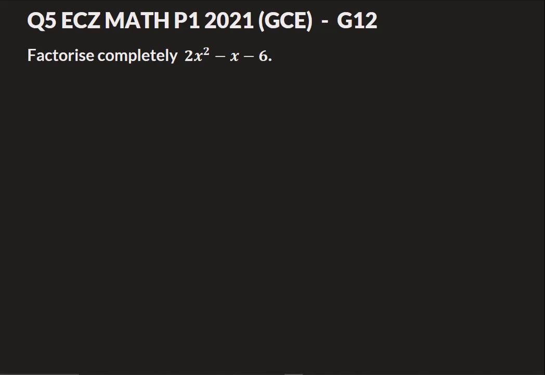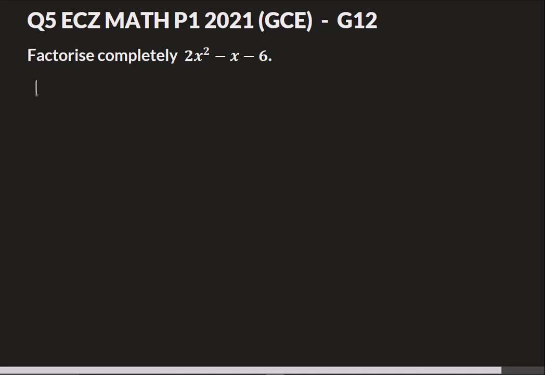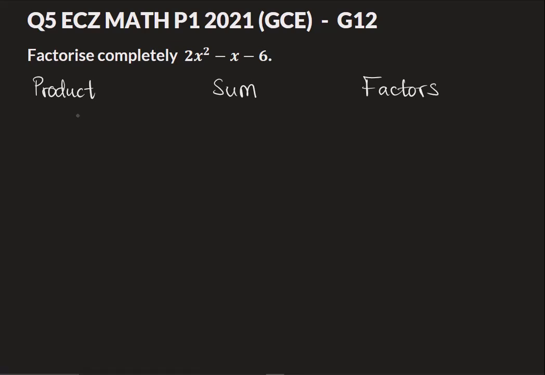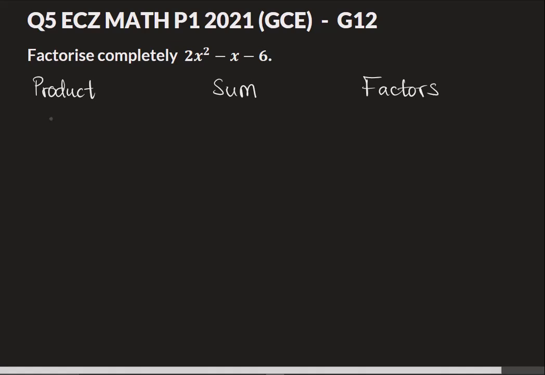To factorize this quadratic, first of all, we need to understand some terminologies. The first is what we call a product, what we call a sum, and what we call factors. So a product is a special number that we get from a quadratic expression that has been given. How we get it is we multiply a and c.